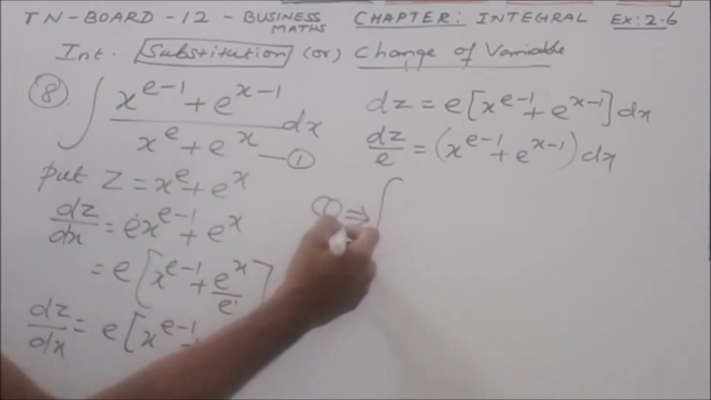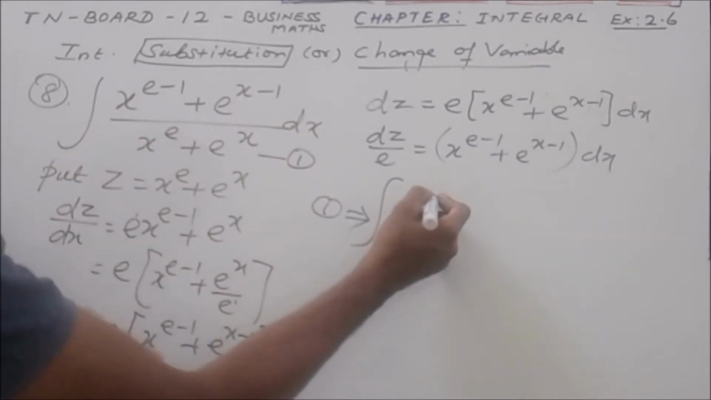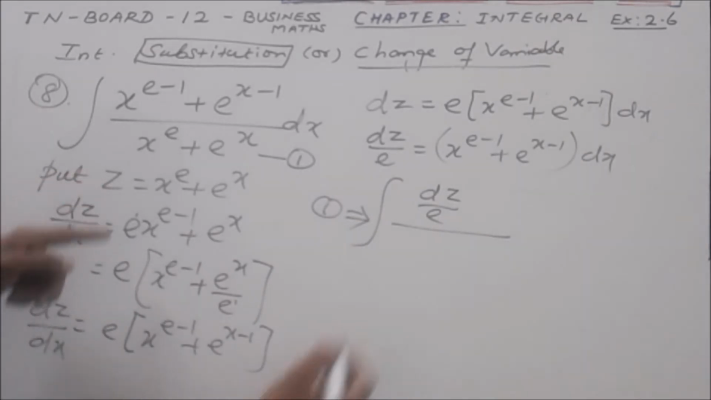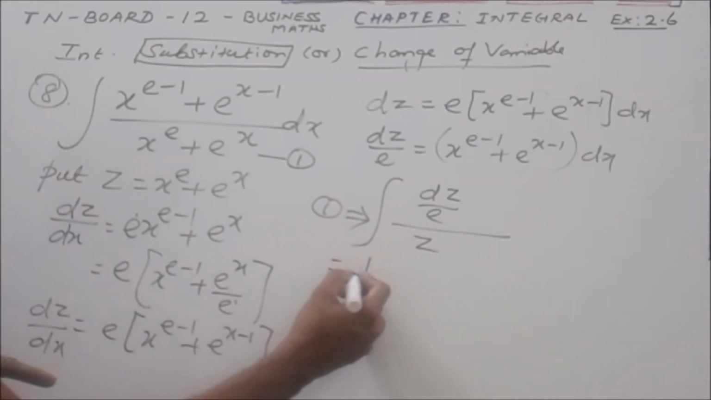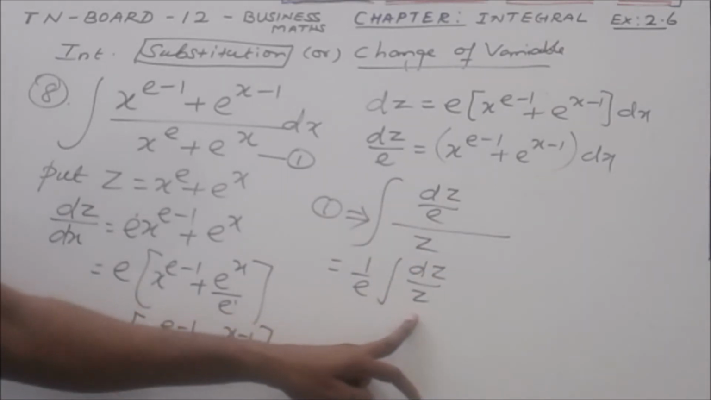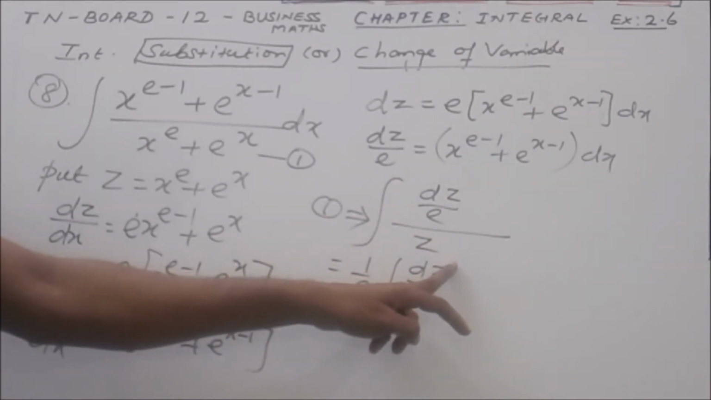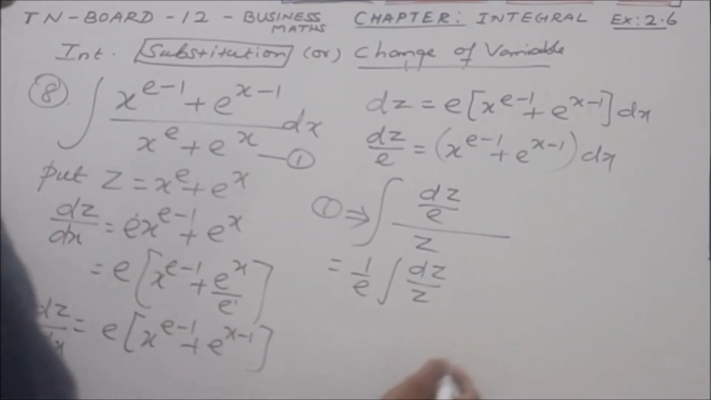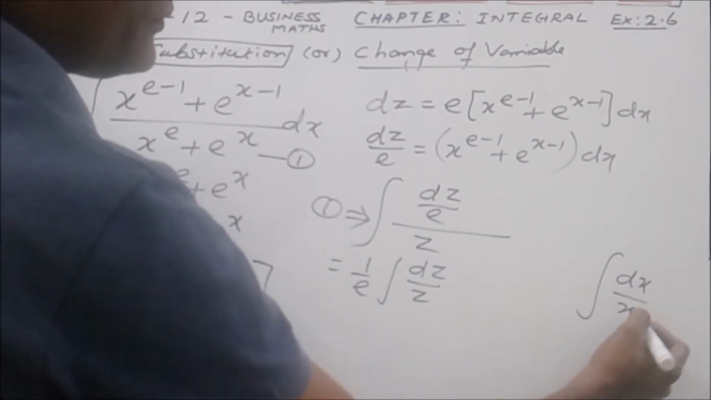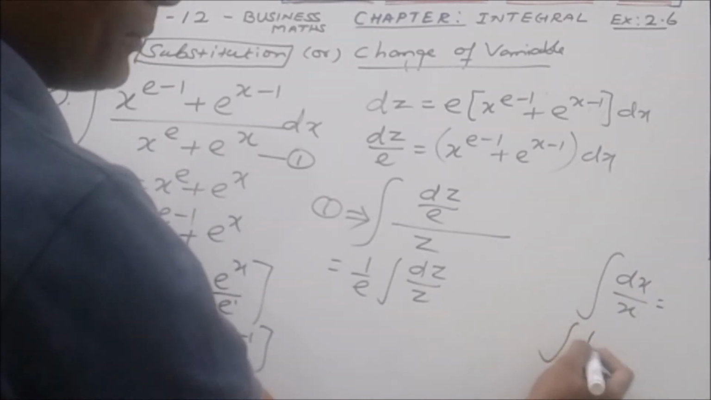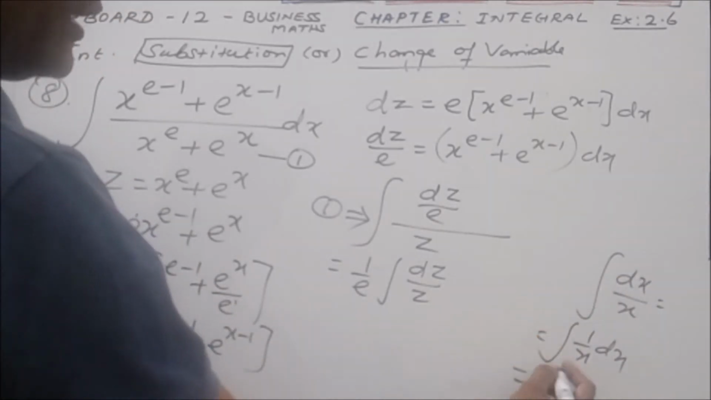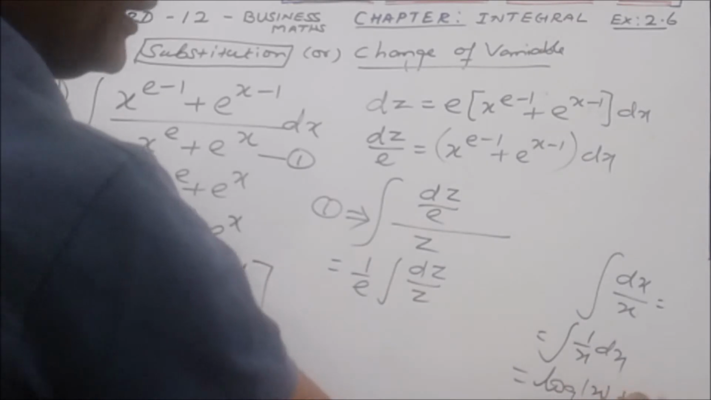Equation 1 implies the numerator turns as dz by e, the denominator is z. That is equal to 1 by e into integral dz by z. Here z is a function and its derivative is the numerator dz, so we can go with the formula integral dx by x, or this is also written as 1 by x dx. Both are the same, dx by x or 1 by x dx. For both the functions we have integral equal to log of modulus x plus c.